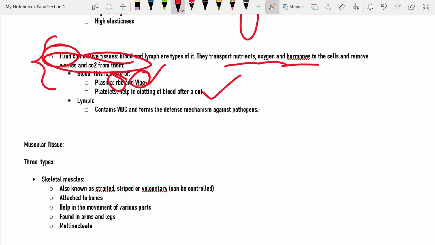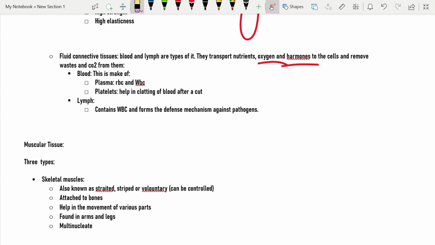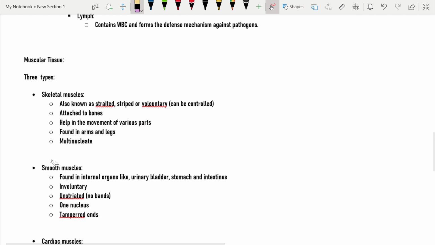Then we've got platelets, which help in clotting of blood after a cut. And lymph is like a defense mechanism liquid flowing through our body, and it contains white blood cells. So it basically forms the defense mechanisms against pathogens. I'll rub it out a little bit because it's getting a bit messy so that you can read the notes properly. Let's move on.